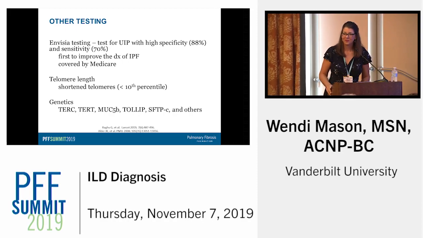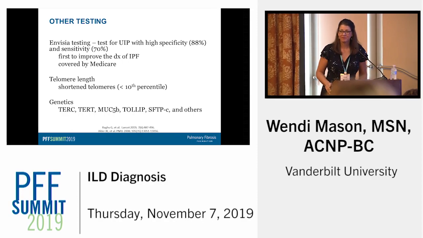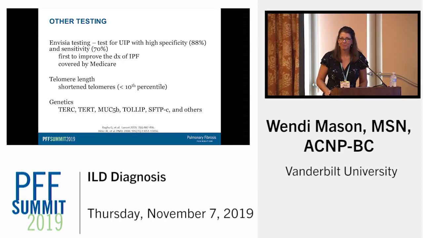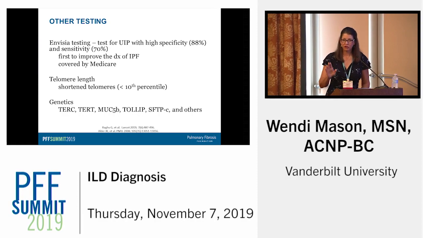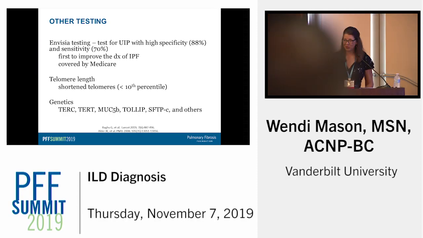You said you guys check telomere length on all of your patients. Is that covered by insurance, or do you guys do that through your research study? We don't do it through research study. I would love to be able to do it through research study.